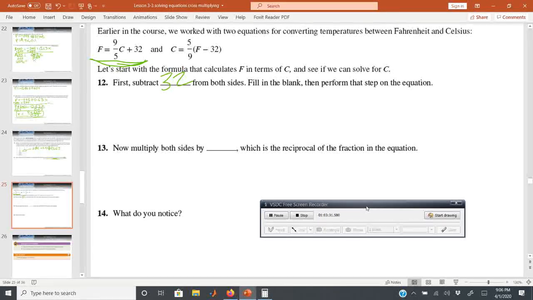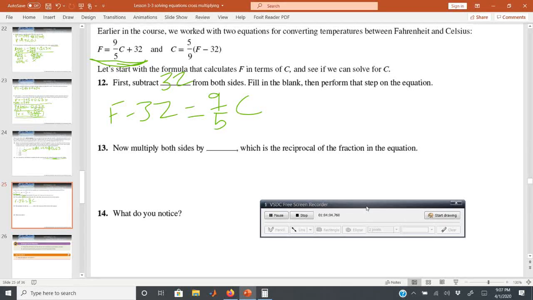We want to solve that for C. So first thing we do is subtract 32 from both sides. Now, once you do question 13, restart the video. We will discuss it.